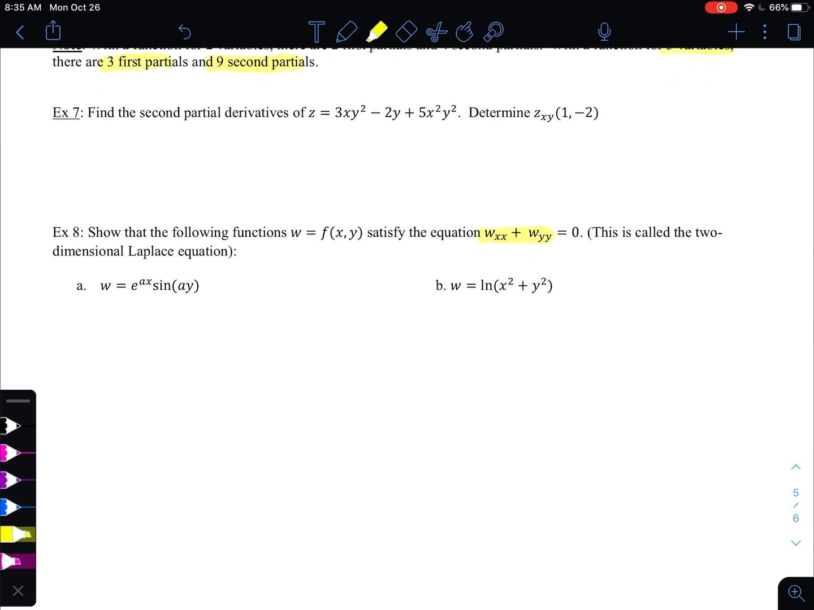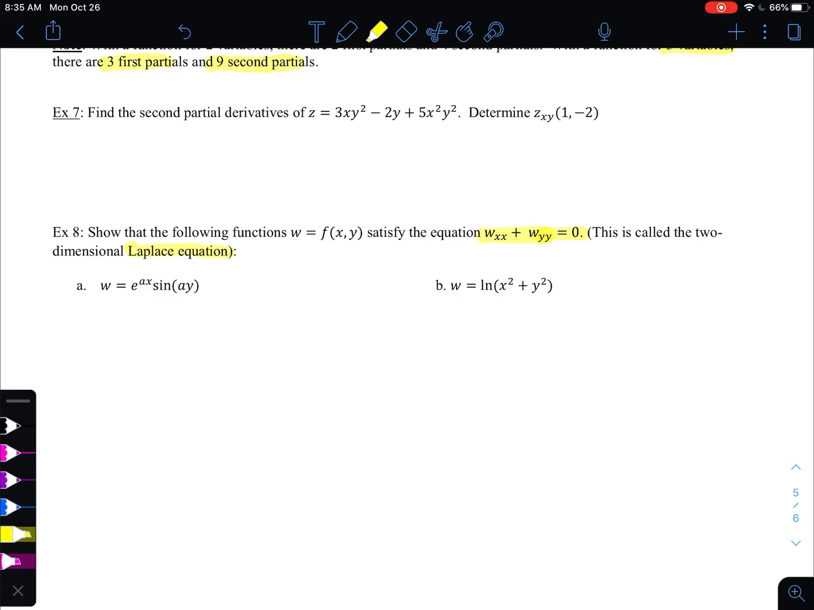I don't know. Second partial derivatives with respect to x and second partials with respect to y, both times. If you add them together, they should be equal to 0. This is only for special equations. Okay, the two-dimensional Laplacian equation. That will come up. If you want to look it up, go ahead and look up what a Laplacian equation is.